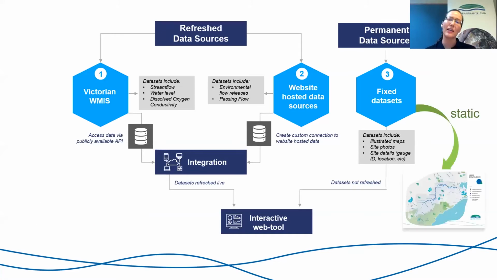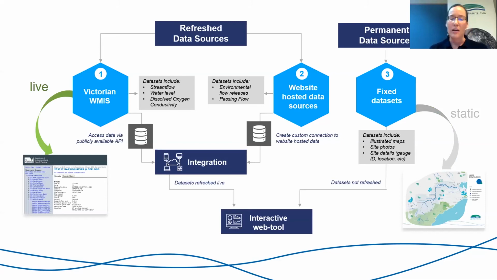So we've got static, what we're calling permanent data. It's a bit of a manual process, but we can change this, but generally it stays the same. So we've got our maps of each system. We've got some site photos at some of the gauges, and then the gauges themselves, their location. We can add and remove gauges. We haven't done that yet, but we do have the capability to do that, which is really important. I think there's a new gauge possibly coming in the Upper Barwon at some point in the future.